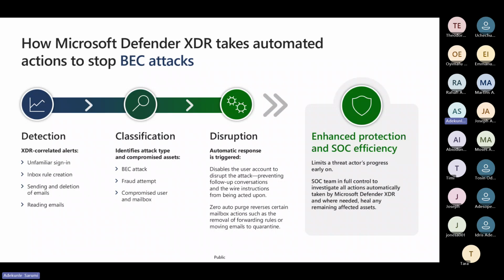It detects sending and deletion of emails. So it checks the time frame using Microsoft Defender for Office 365 and the message trace. It checks the sending and deletion of emails. Then it checks who has read those emails. And once it sees all this, the system classifies it: is this a business email compromise attack, or is it a fraud attempt, or is it a compromised user mailbox? So from the detection alert, whatever it has seen here, it helps you decide what might be going on.